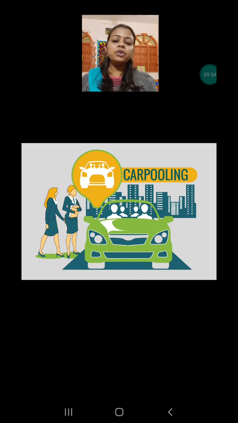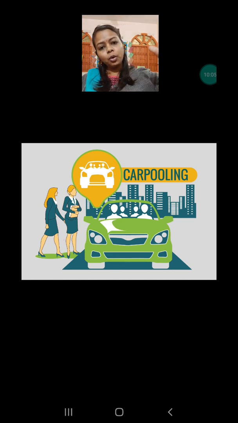Instead of that, we should use one car or bus that carries all the persons. So instead of three vehicles, we are using one bus, so the level of pollution will automatically reduce. If we are going to the same destination, instead of many vehicles, we should use one vehicle. This is known as carpooling. So we have to switch over to carpooling to reduce air pollution.